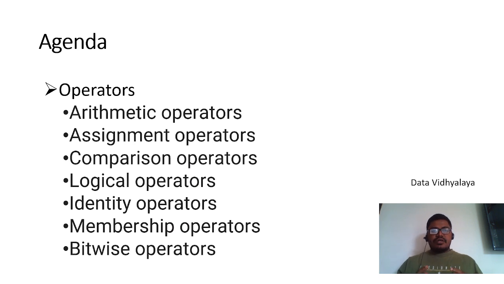So today's agenda is mostly on the Python operators. We have different types of operators in Python: arithmetic operators, assignment operators, comparison operators, logical operators, identity operators, membership operators, and bitwise operators. We'll be going through all these operators along with examples, and you can start practicing those operators. Without these operators, you cannot build any calculations or create any simple program. So please be careful when you are learning these operators. Now let's get into the practical explanation of these operators.